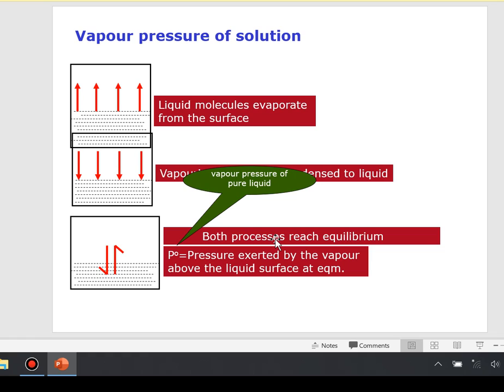Now, vapor pressure of the solution. Vapor pressure of the solution means the pressure exerted by the vapors on the liquid at equilibrium. That is called the vapor pressure of the solution.